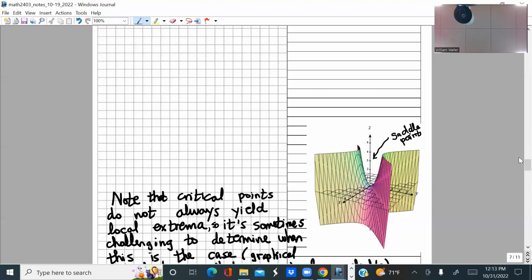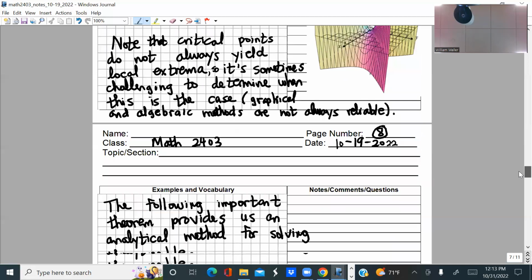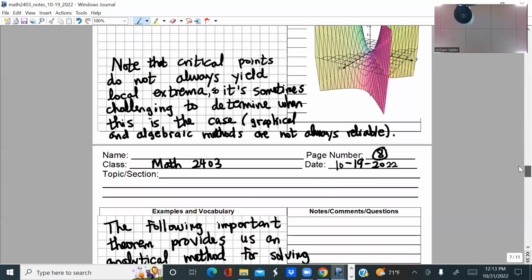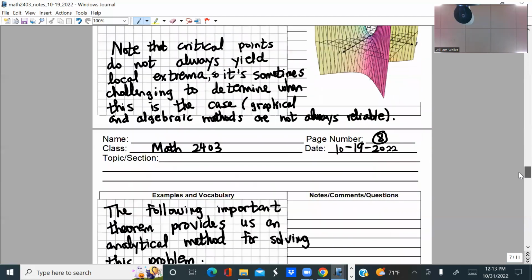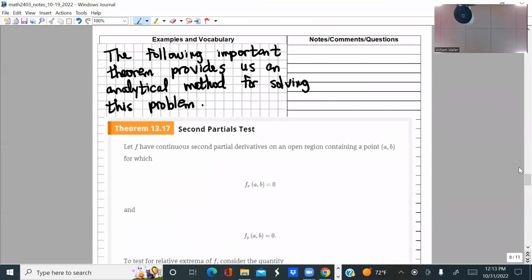Before we show you kind of a partial answer to this problem, let's look at one more. Oh, maybe I don't need one more. No, I don't. Okay, so we're ready for our big surprise here. That last example does again provide really nice motivation for this theorem, which is called the second partial test.